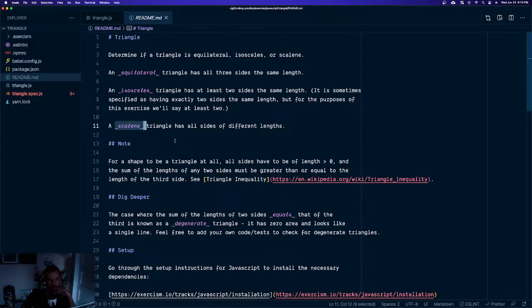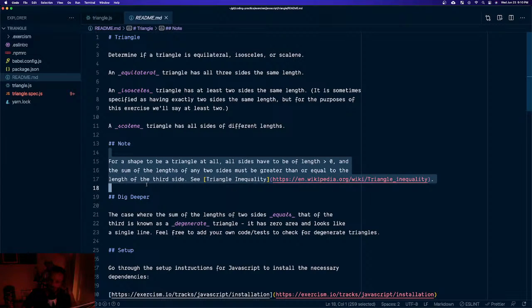So I'm thinking maybe some function reuse here. For the shape to be a triangle at all, oh boy, validation time. Length has to be greater than 0 for all sides, and the sum of any two sides must be greater than or equal to the length of the third side. Is there a clever way to figure that out? Add them and compare?